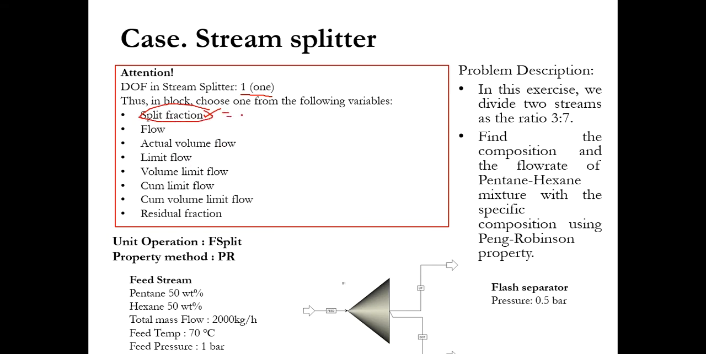Means we will define 0.3 over here for one stream, and for the other stream, it will automatically be 0.7 because you have defined 2 streams. However, if there were more than 2 streams, then you would have to define 2 split fractions over here. So we have to select F split over here. Pentane is 50% and hexane is 50%. Total mass flow is 2000 kg per hour. Feed temperature is 70 degrees centigrade and feed pressure is 1 bar.